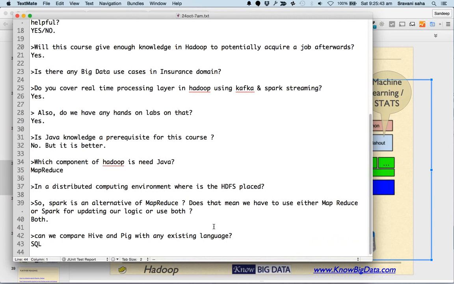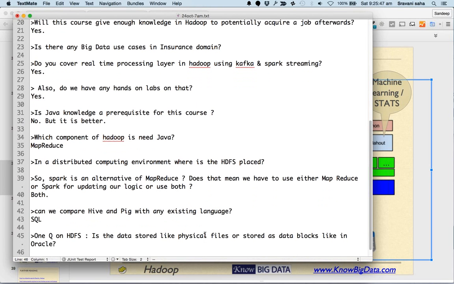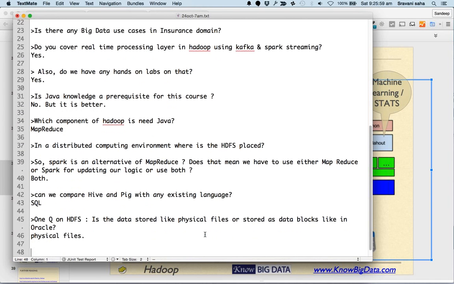There's a question from Anand. The question here is, is the data stored like physical files or stored as data blocks like Oracle? I'll say it's physical files. Don't worry, as we move ahead, you will learn that.